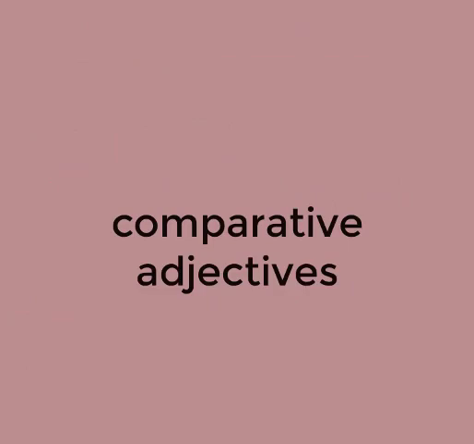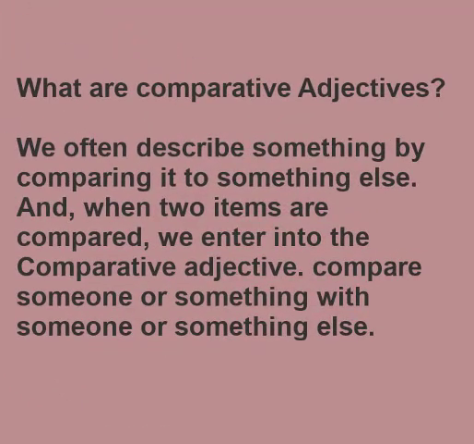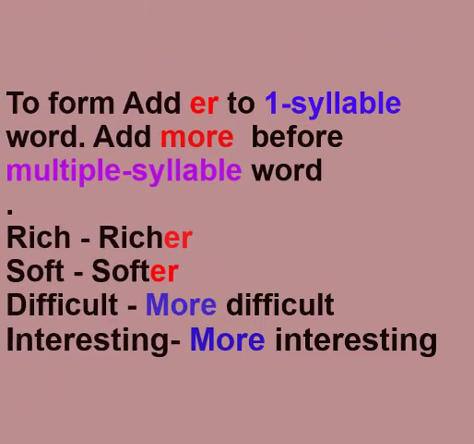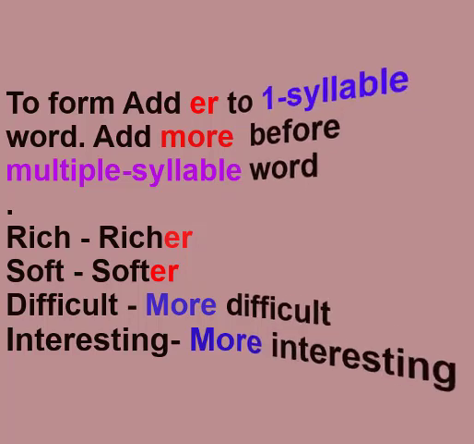Now we're going to review comparative adjectives. What are comparative adjectives? We often describe something by comparing it to something else. When two items are compared, we use the comparative adjective. Compare someone or something with someone or something else. To form it, add er to a one-syllable word, and add more before a multiple-syllable word. Rich, richer, soft, softer, difficult, more difficult, interesting, more interesting.